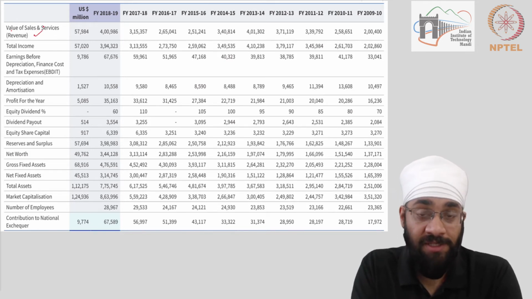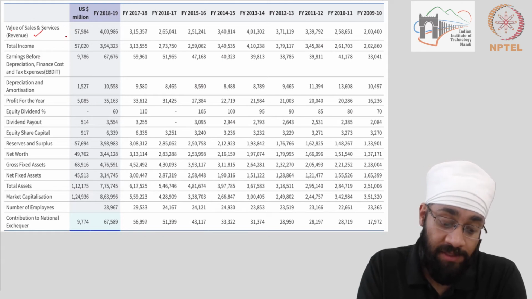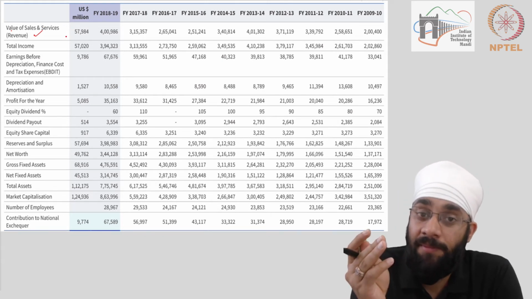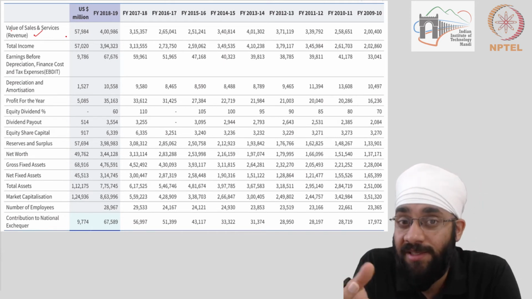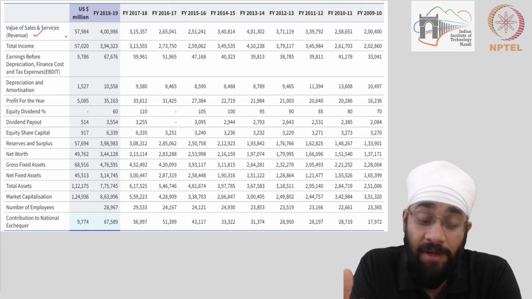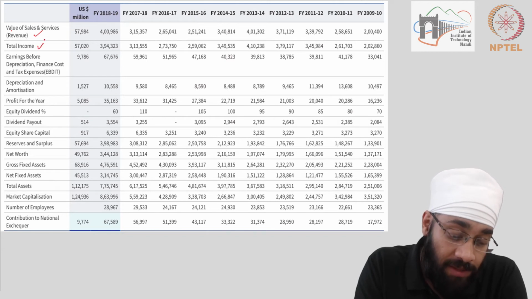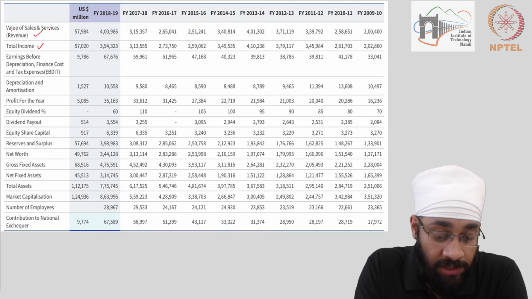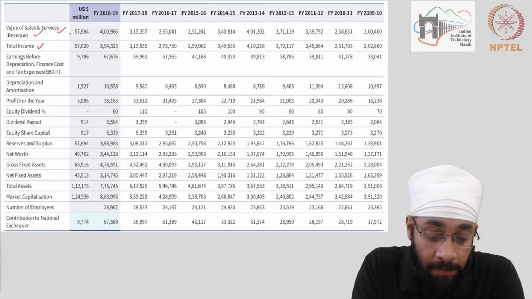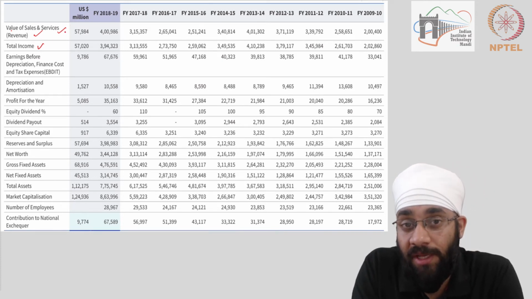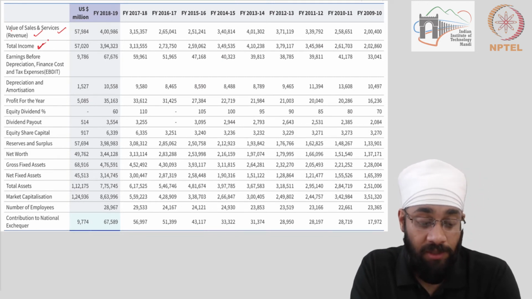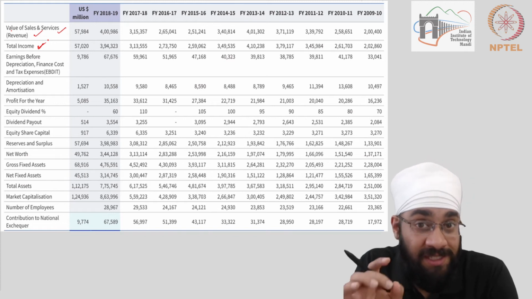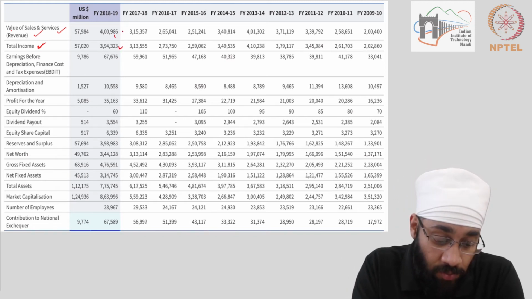Value of sales and services includes the market price, the number of units sold multiplied by the price at which they are sold, and the price also includes the tax, the GST that is collected by the company. The total income, on the other hand, includes the value of the services minus the GST, the actual income, plus the other incomes, the non-operating incomes that the company has. So this is the total income. You have taken out the GST amount. That's why this number is lower than this number.